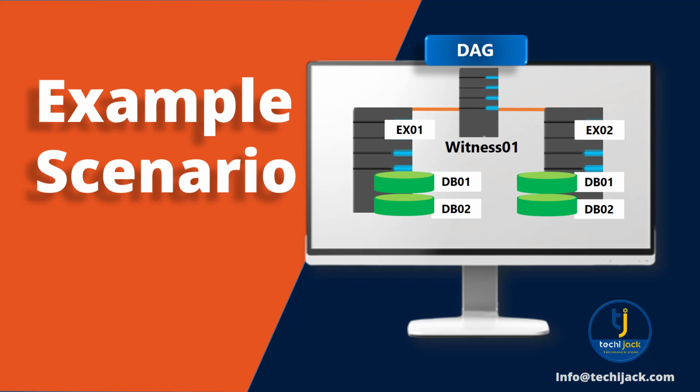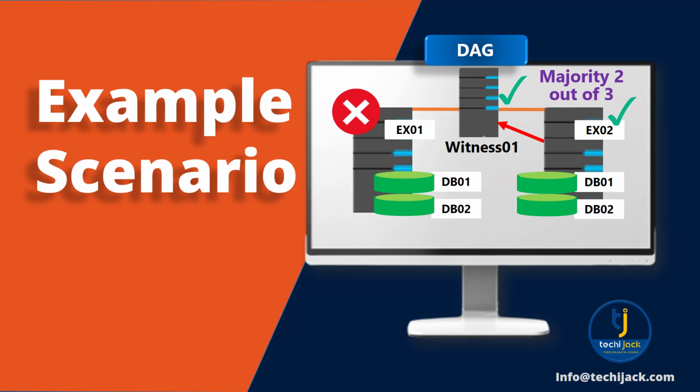Let's see an example scenario. Here we have two Exchange servers, EX01 and EX02, in a DAG, and the witness server we have is Witness01. If EX01 fails, EX02 checks with the witness server to gain the majority, and it has a majority of 2 out of 3: EX02 has 1 vote and an additional 1 vote is added by the witness server, so the majority is 2 out of 3. In this case, the DAG will stay active and the databases will be activated on EX02.